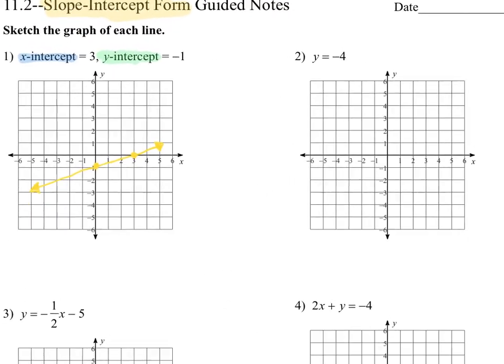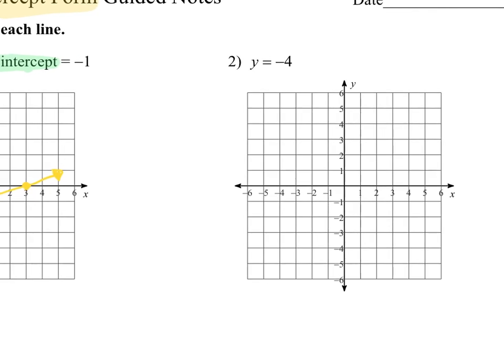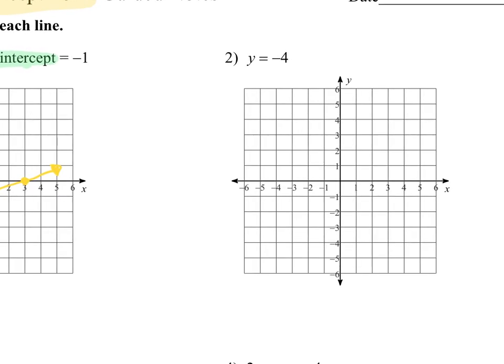Okay, now a special one is the one on number 2. On number 2, it says y is equal to -4. Here's what you've got to remember. We talked about on Friday when you had y equal to just a number. Well, that's going to be a horizontal line. It's going to be a slope of 0. That means it won't go up, it won't go down, it's just going to be flat.